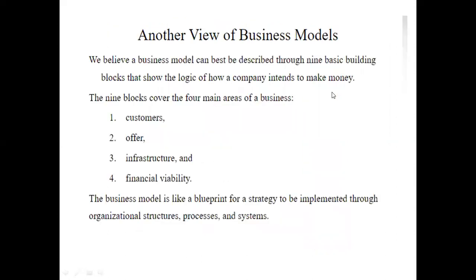So another view of business models. We believe a business model can best be described through nine basic building blocks that show the logic of how a company intends to make money. The nine cover four main areas of business. The first one is customers. The second one is offer. The third one is infrastructure. And the fourth one is financial viability. The business model is like a blueprint for a strategy to be implemented through the organizational structures and processes of the system.